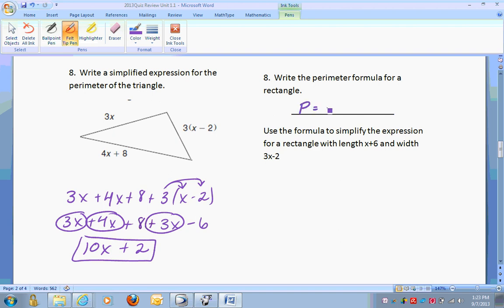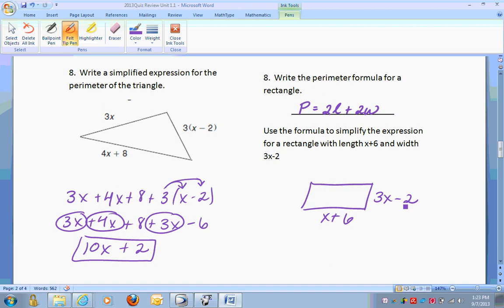Well, perimeter equals 2 times the length plus 2 times the width. Remember, we derived that formula in class. Now it says using the formula to simplify the expression for a rectangle with length x plus 6 and width 3x minus 2. So I draw a rectangle, and the length is x plus 6, and the width is 3x minus 2.